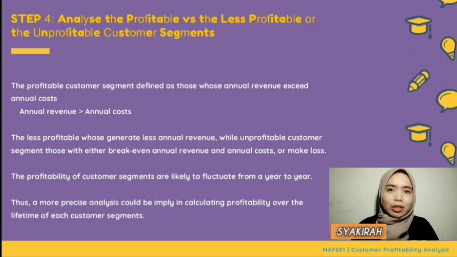For the 4th step, which is to analyze profitable versus less profitable and unprofitable customer segments. The profitable customer segment is defined as those whose annual return exceeds their annual cost. The less profitable are those who generate less annual revenue, while the unprofitable are those with either break-even annual revenue and annual cost, or making a loss. The profitability of customers is likely to fluctuate from year to year. Thus, a more precise analysis could be implied by calculating profitability over the lifetime of each customer segment.